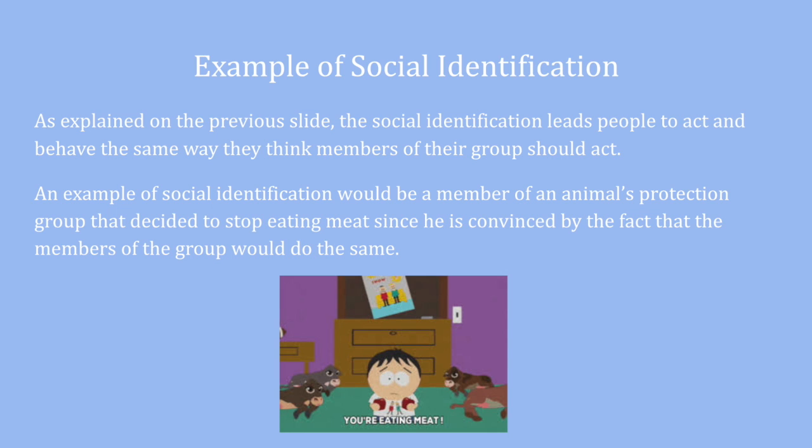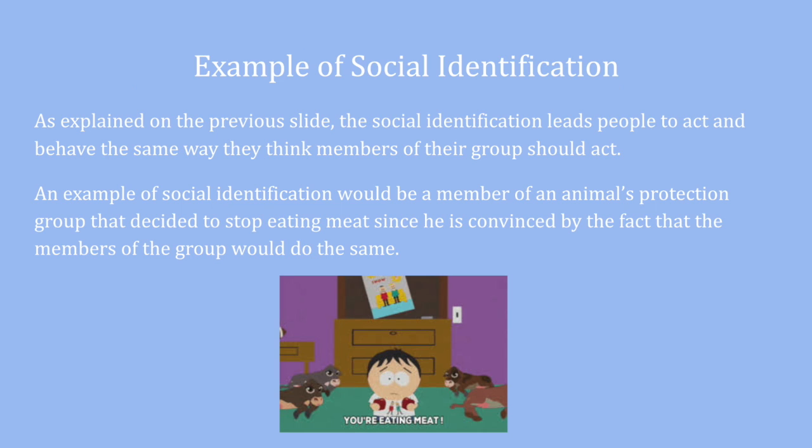An example of social identification: it leads people to act and behave the same way they think members of their group should act. For example, a member of an animal protection group decides to stop eating meat since he's convinced that the members of the group would do the same. So basically, it's just making a decision based on what you think the group might do. And then there's a little gif there.